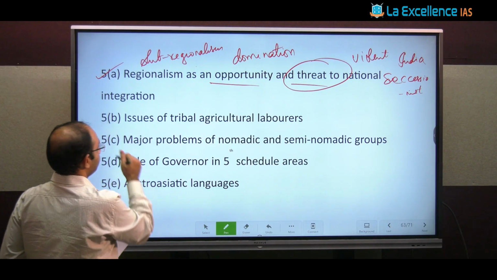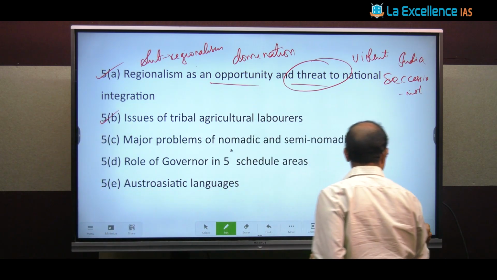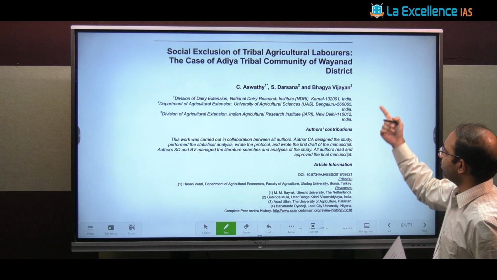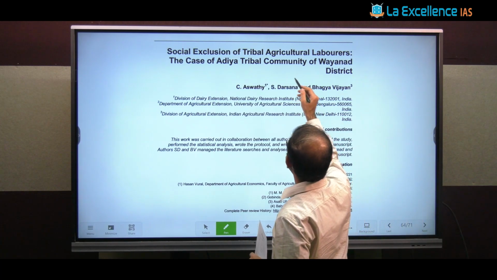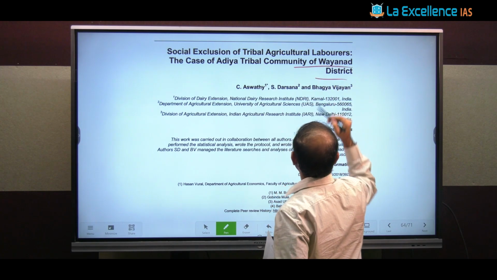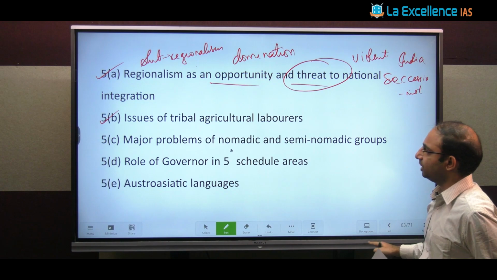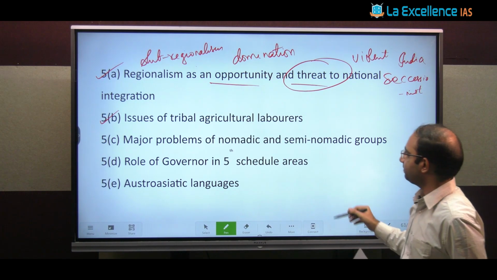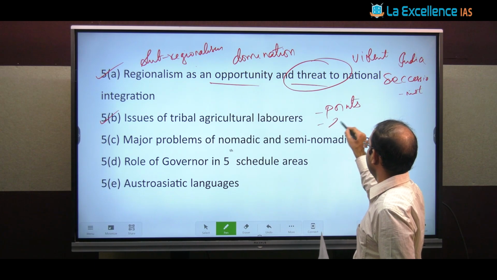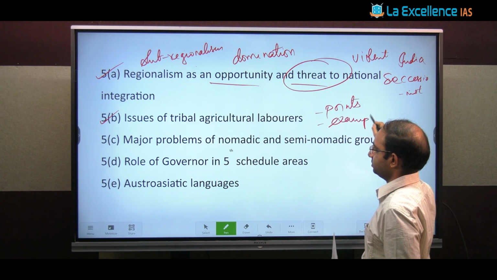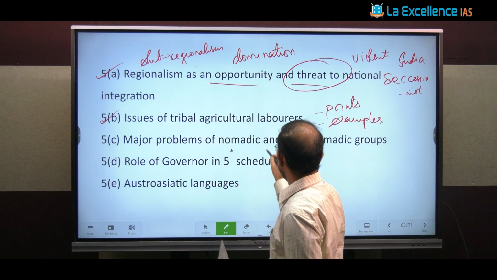Next, 5B, issues of tribal agricultural labor. This is again not a difficult question. I shared a case study on the group about one tribal community from Wayanad district, how in case of this community the agricultural laborers suffered. So you can go through that paper to get your points and various examples.